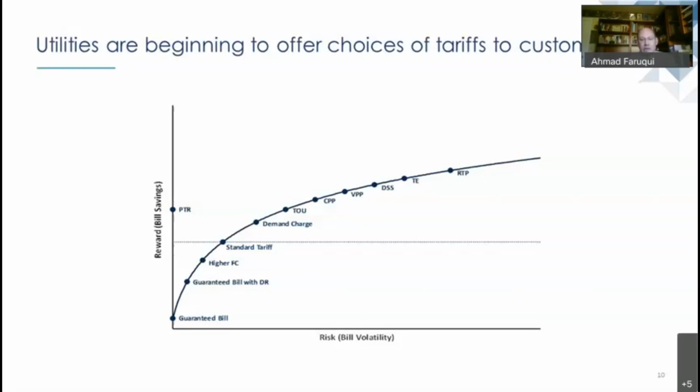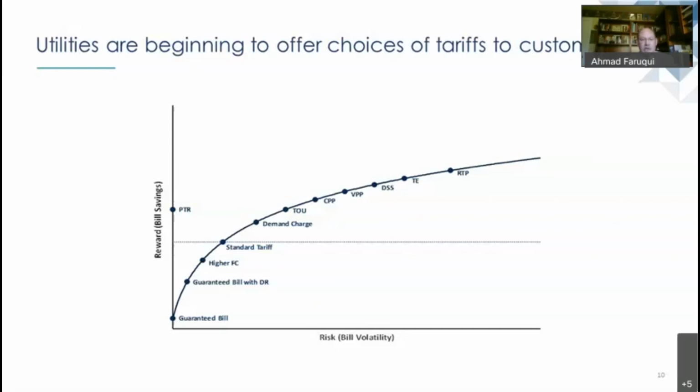So that's RTP, unhedged, pure and simple. Certainly not appropriate for residential customers by any stretch of the imagination. But people still take it and nobody can stop them. And then at the other end of the spectrum is the guaranteed bill. Old-fashioned, just locks it in, doesn't matter how much you consume. It's like going to a buffet where it's all you can eat.